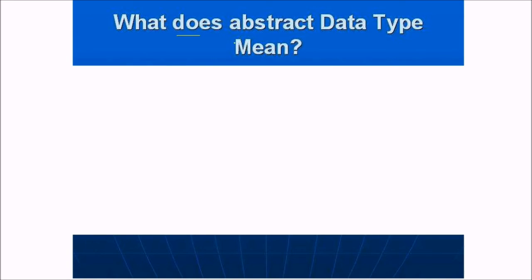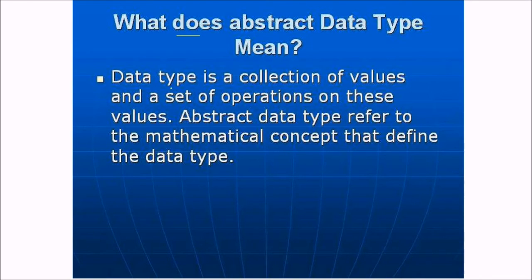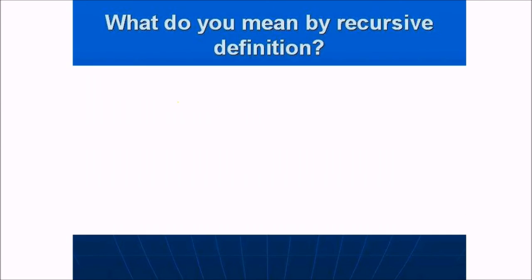What does abstract data type mean? ADT. We have talked about the data type. What is abstract data type then? Data type is a collection of values and a set of operations on these values. And abstract data type refers to the mathematical concept that defines the data type. So abstract data types are the organization of a set of values with certain operations defined on it.